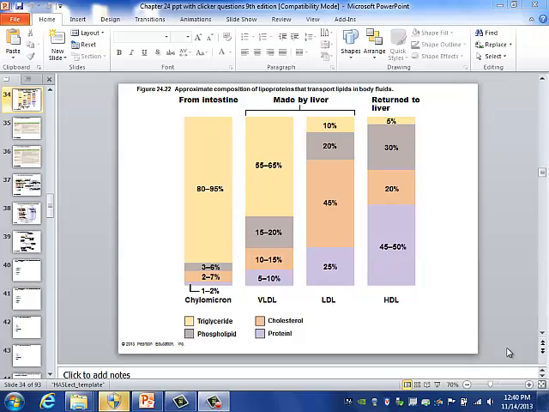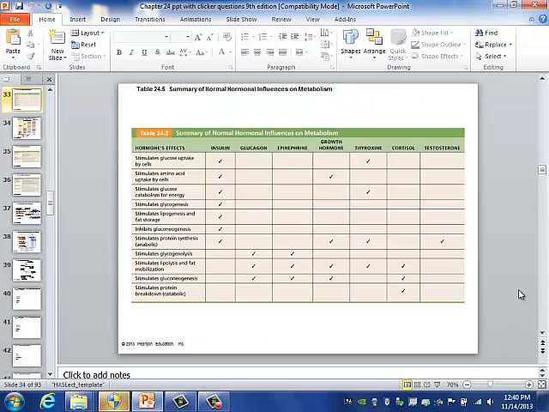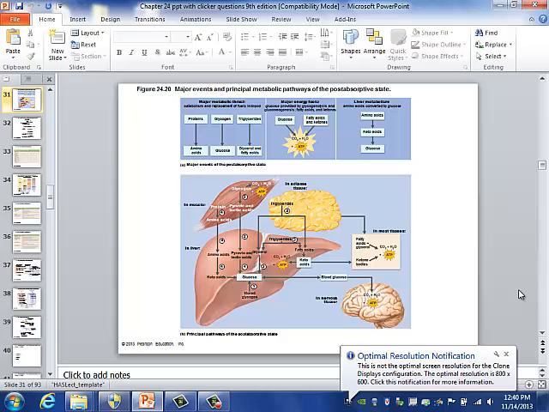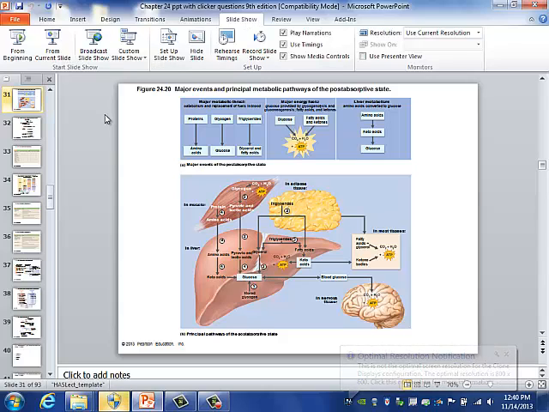Tape. So previous slides, which one? We talked about absorptive state, post-absorptive state. I honestly didn't understand what exactly you have to know from that part of this chapter. What's post-absorptive?